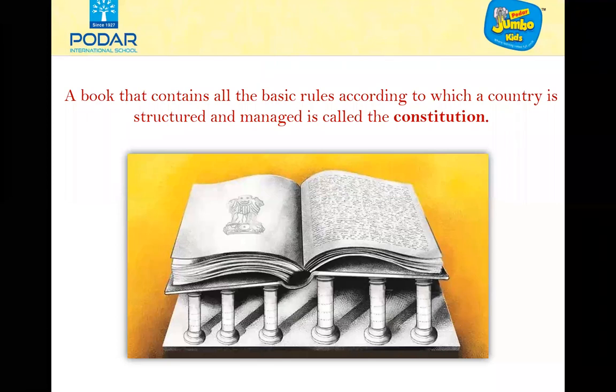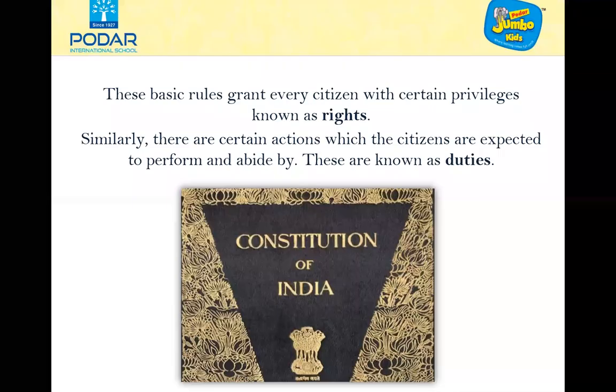In our country, a book that contains all the basic rules according to which our country is structured and managed is called the Constitution. These basic rules in our Constitution grant every citizen certain privileges known as rights. Similarly, there are certain actions which the citizens are expected to perform and abide by. These are known as duties.